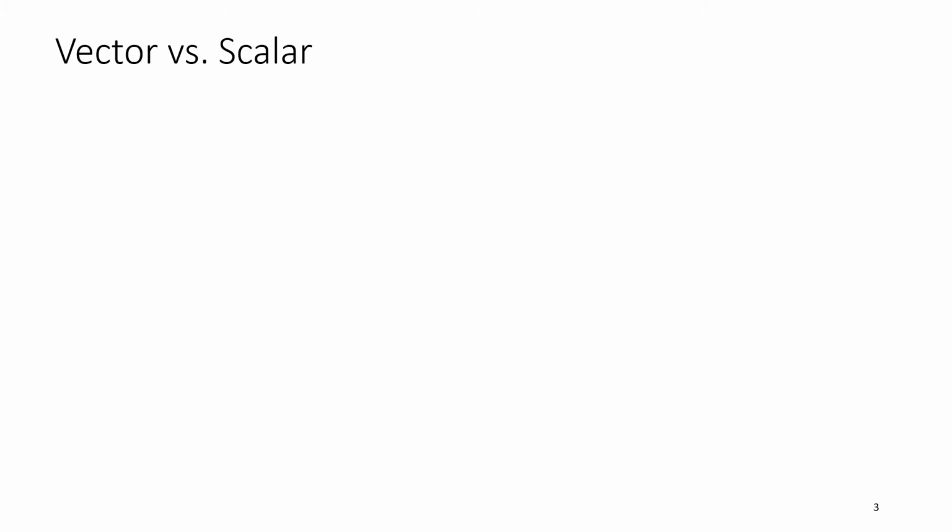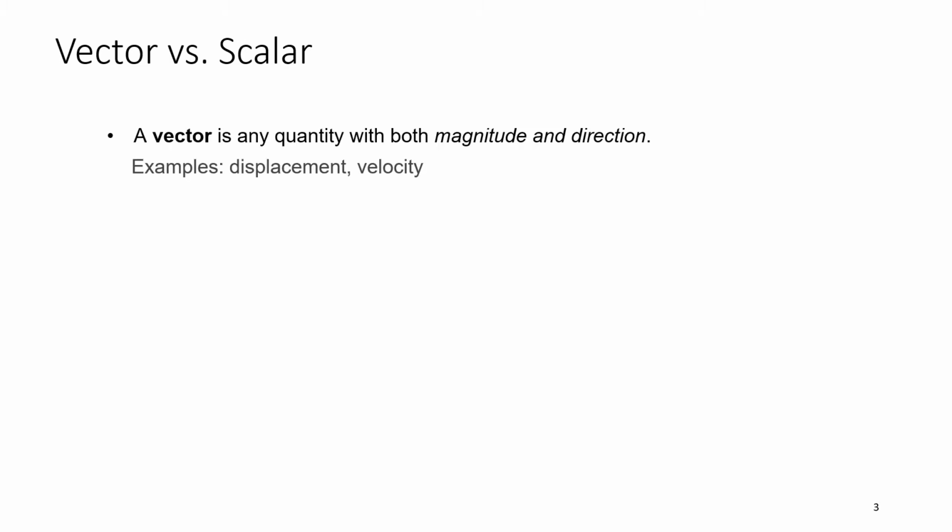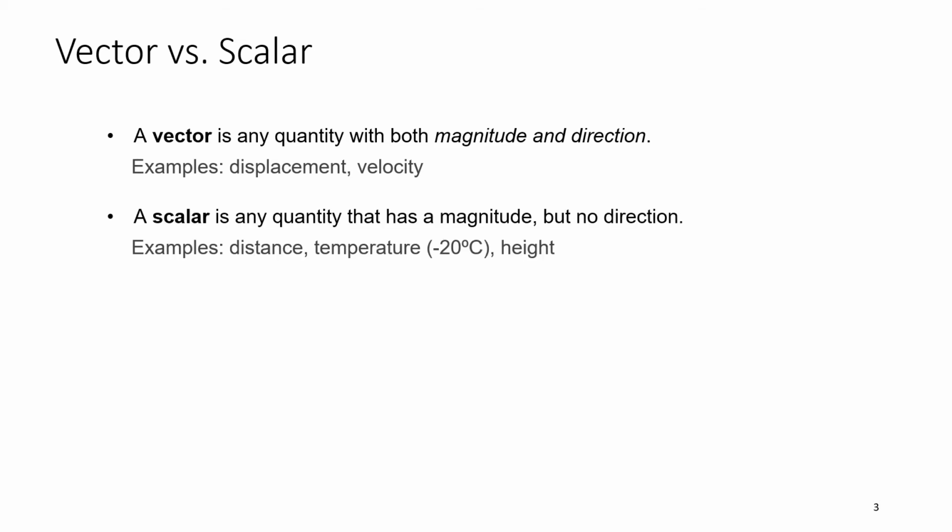We have known that distance is defined as the magnitude of displacement, while displacement has both magnitude and direction. So displacement is an example of a vector quantity, which is a quantity with both magnitude and direction. Distance is an example of a scalar quantity, which is a quantity that has a magnitude but no direction.